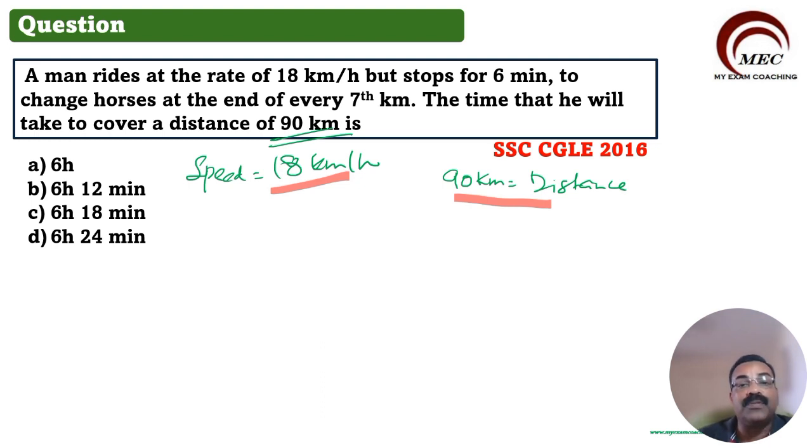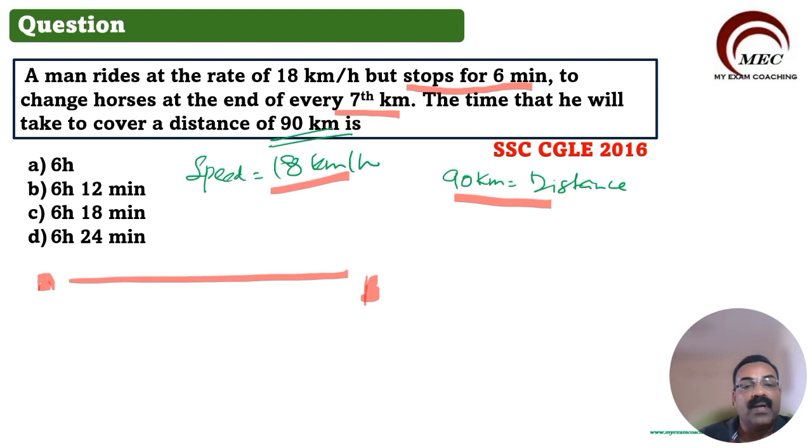He stops 6 minutes after every 7 km. So let us say he is starting from point A and he moves like this and he reaches point B, and this is 90 km, and after every 7 km he stops for 6 minutes. So what is the time taken for him to cover a distance of 90 km? So this is what is given.